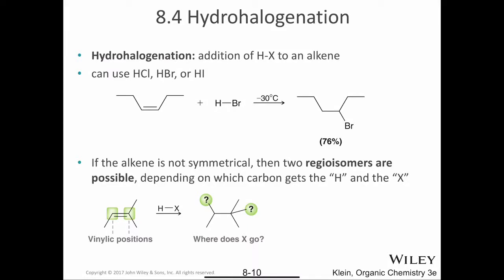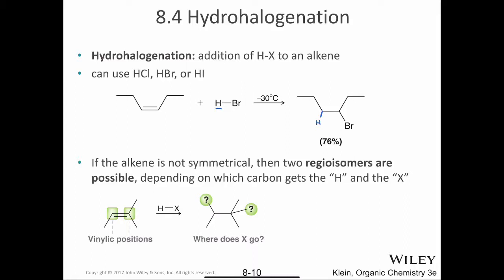Section 8.4 deals with hydrohalogenation, which is simply the addition of HX to an alkene, where the HX molecule can be HCl, HBr, or HI. It's ineffective with HF. Anyhow, if we take this alkene and treat it with HBr at -30, you see that we add both the hydrogen atom and a halogen.